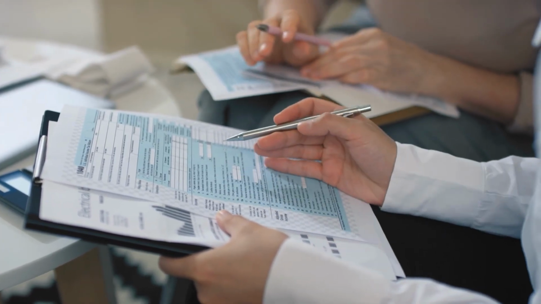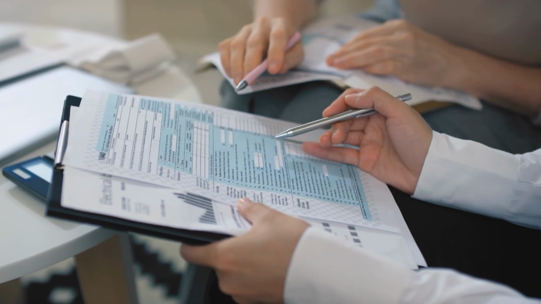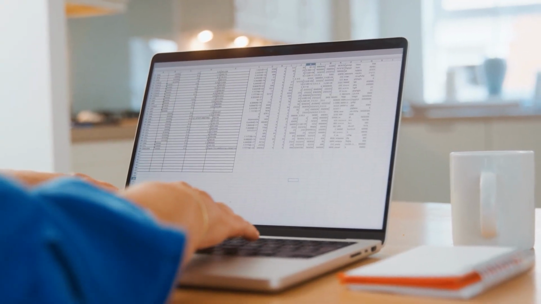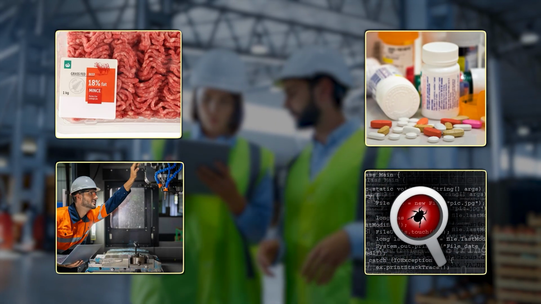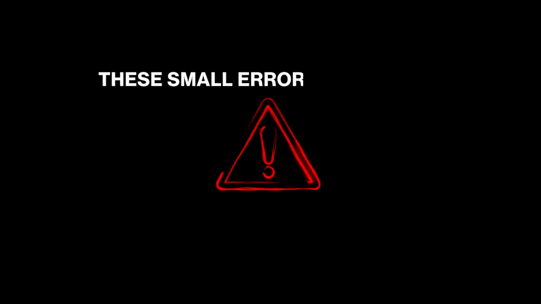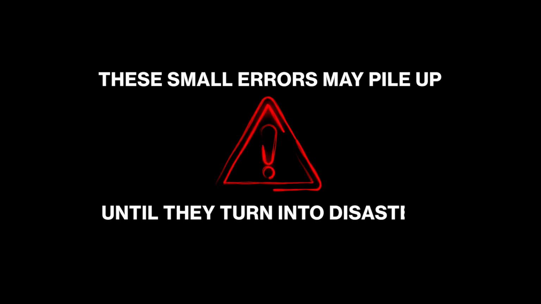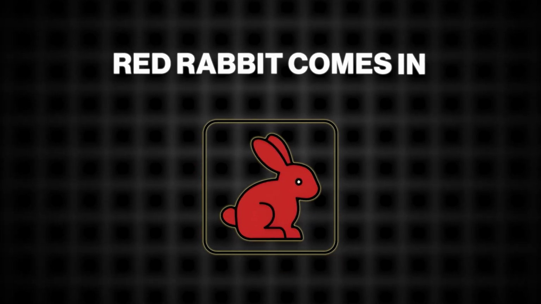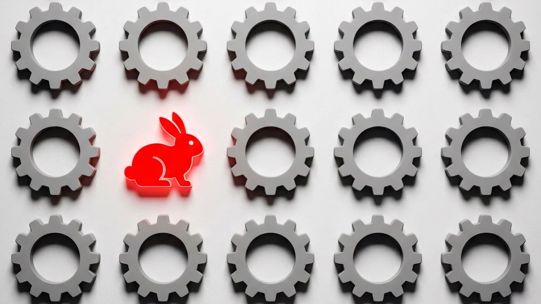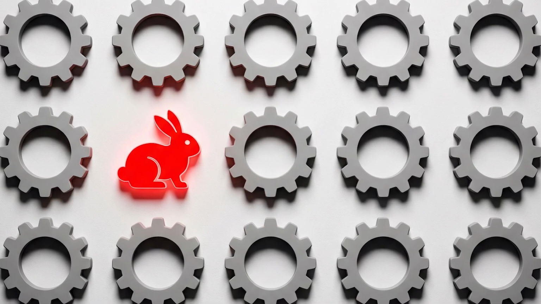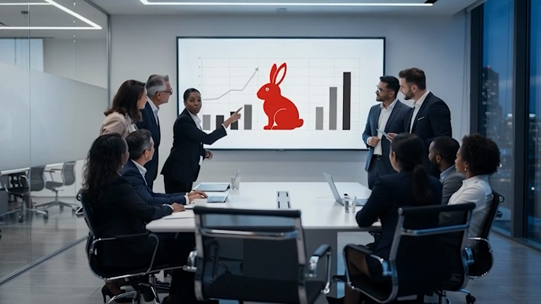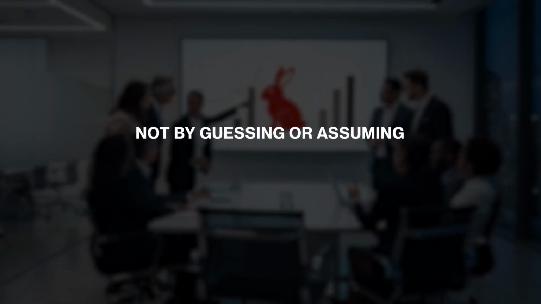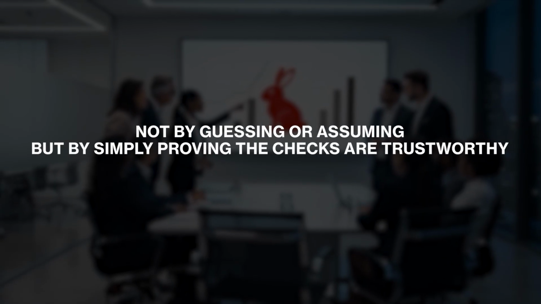See, most companies don't collapse because of big and dramatic problems. Instead, they fall apart because of the quiet issues that slip through unnoticed. These hidden mistakes can be anything: contaminated food batches, faulty electronic parts, mislabeled medicines, software bugs. These small errors may pile up until they turn into disasters. And that's where Red Rabbit comes in. It stops that from happening by planting a fake, obvious error in the process and checking whether the system is able to detect actual problems, not by guessing or assuming, but by simply proving the checks are trustworthy.